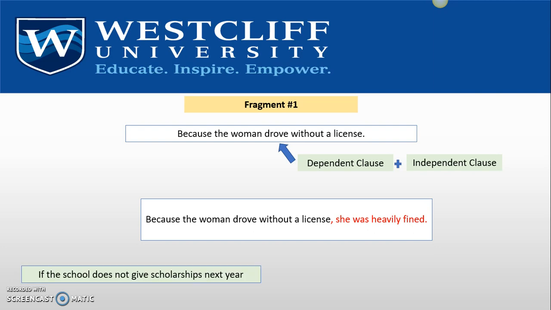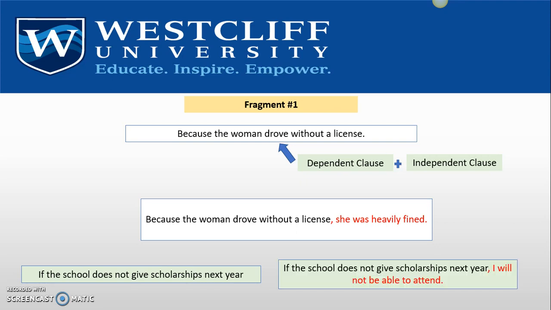Look at this example. If the school does not give scholarships next year, is this a dependent clause or an independent clause? Okay, again, this is an example of a dependent clause. We need more information. We need to attach our independent clause. If the school does not give scholarships next year, I will not be able to attend.